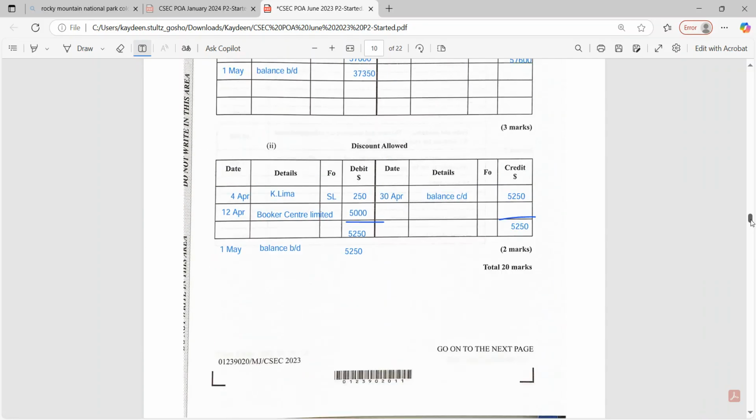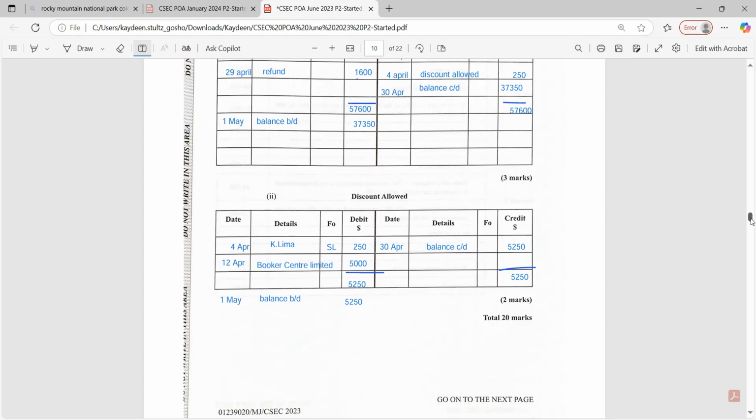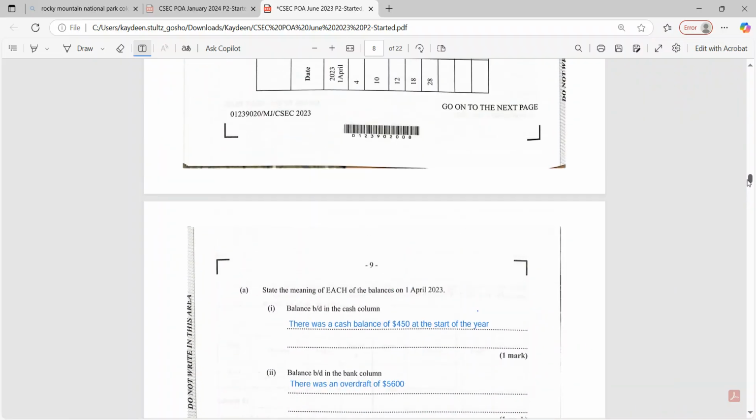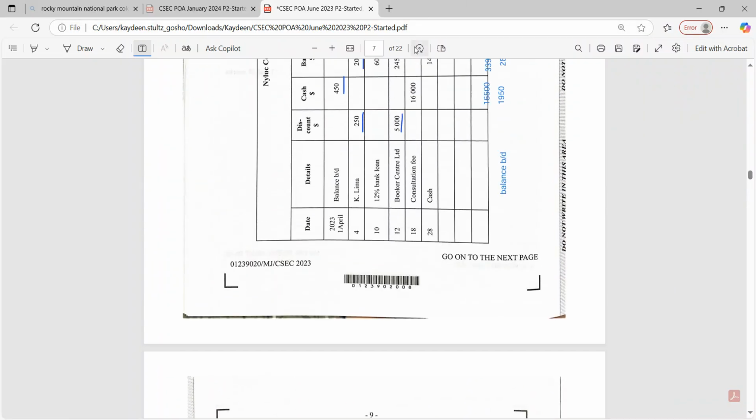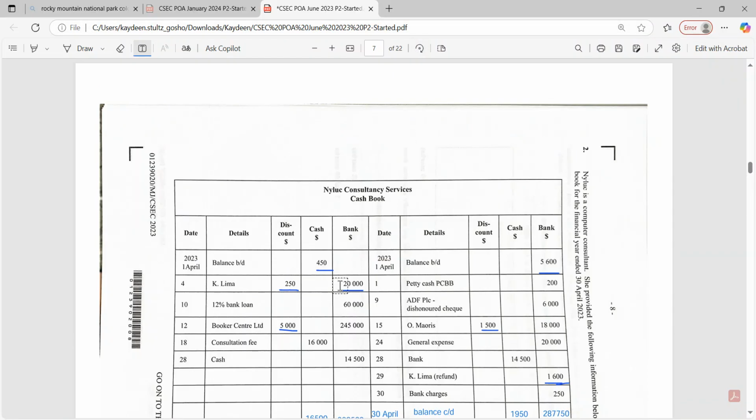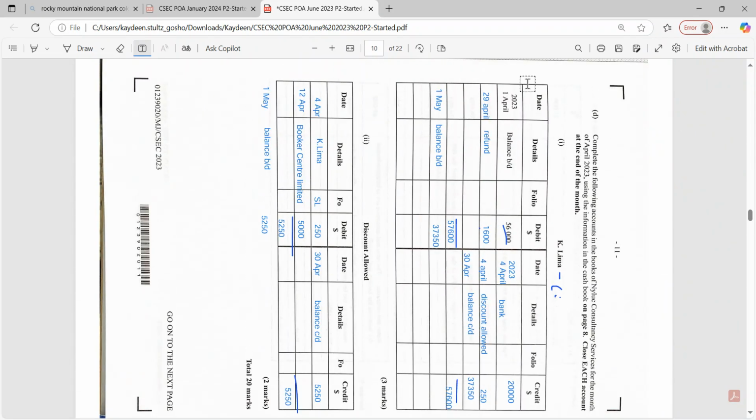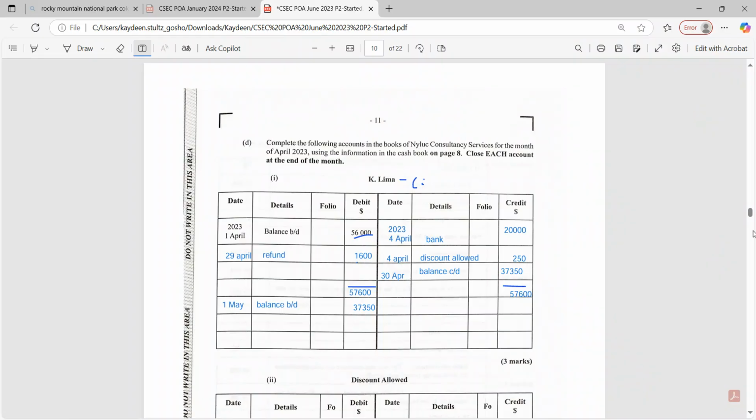So the second one that we're going to do is discount allowed. So you scroll back up, you look at the discount allowed. In this case, we allow 250 to K Lima and $5,000 to Booker Center Limited. So we're going to record those now in our ledgers. So let's look at discount allowed.